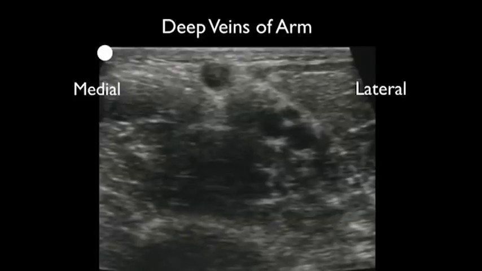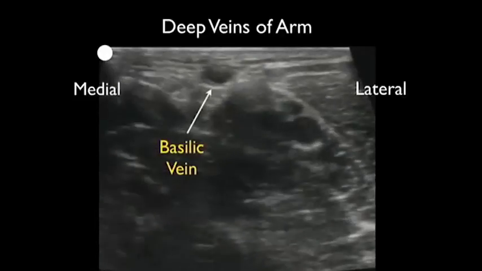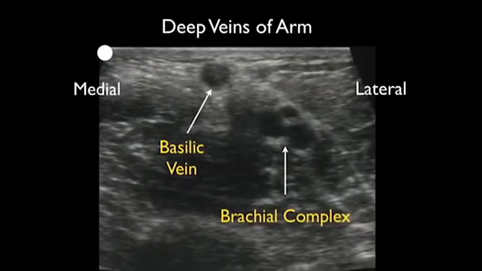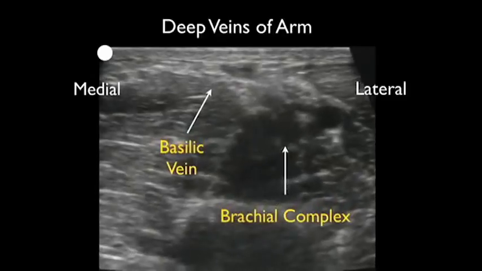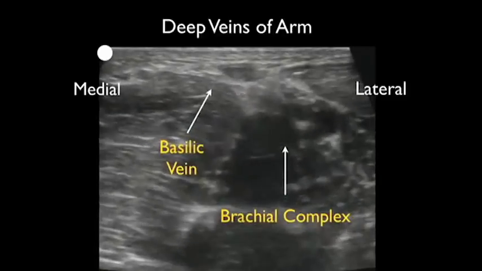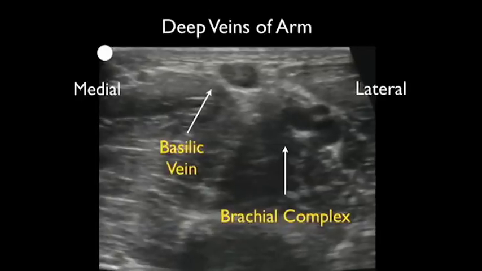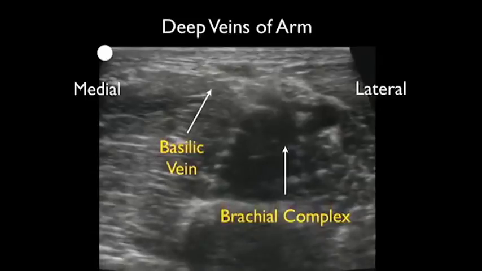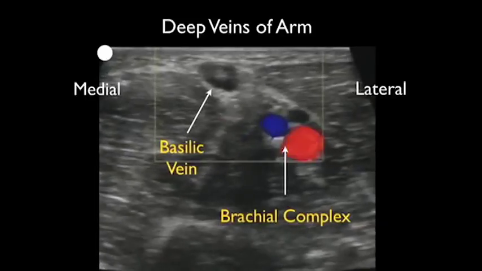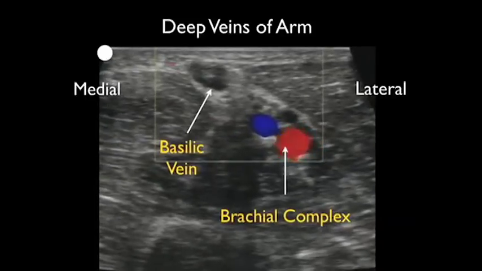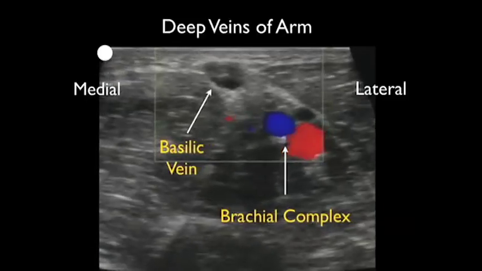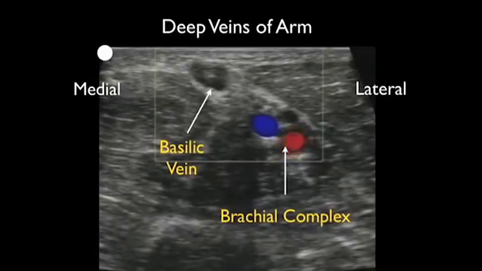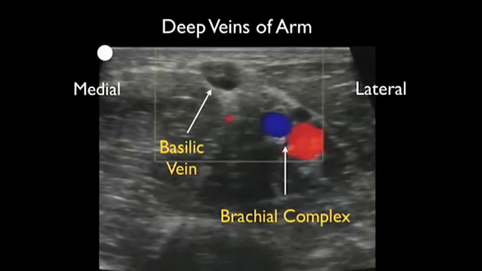Here's a different patient. Again, we're looking at the relation of the basilic vein to the brachial complex. Medial is to the left and lateral is to the right. We see here the superficial basilic vein and the deeper brachial complex. Notice when we apply pressure that all of the venous structures, the basilic vein and the deep brachial veins, all compress completely, helping us differentiate venous from arterial vascular structures. Here we're applying Doppler flow, and again we can differentiate the brachial artery by its pulsations consistent with arterial flow, and note the lack of significant flow within the venous structures, specifically the basilic vein.